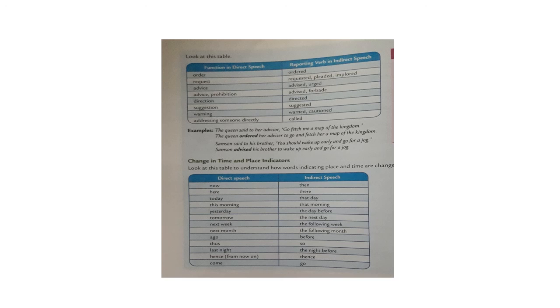Now, change in time and place indicators. So how the place and time get changed, you see. Now we'll change into then in indirect speech. Here, there, today, that day, this morning, that morning, yesterday, the day before, tomorrow, the next day, next week, the following week, next month, the following month, ago, before, thus, so, last night, the night before, hence, thence, come, go, etc. So this is how the words get changed in indirect speech.